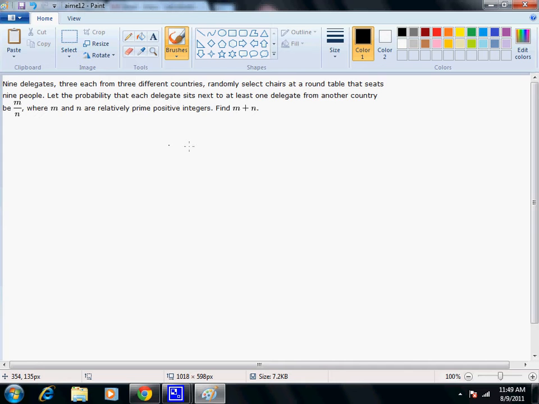So if at least one person is surrounded by people from their country, that means all 3 delegates from one country are sitting together. So we'll find out how many ways that can happen. First, we know that the total possibilities for seating the delegates, assuming they're distinguishable, is 9 factorial over 9, since the table can be rotated, so this is 8 factorial.